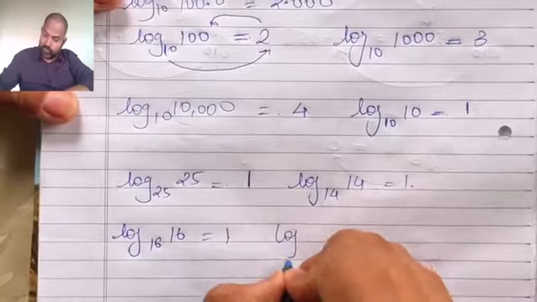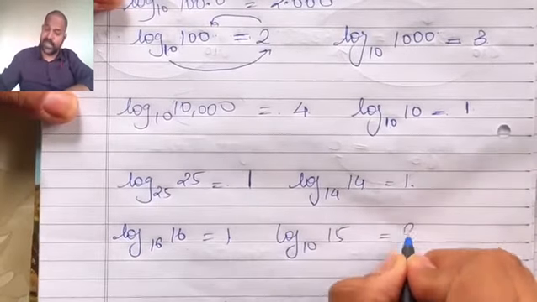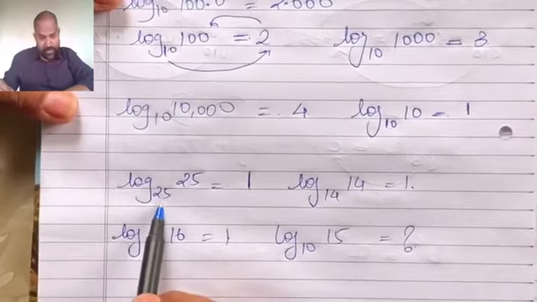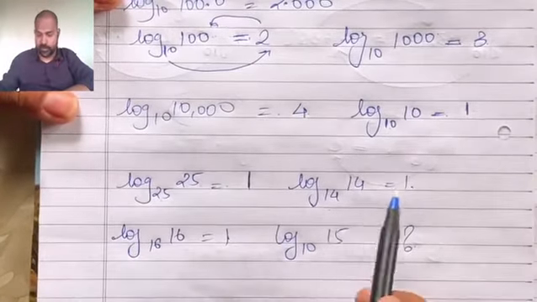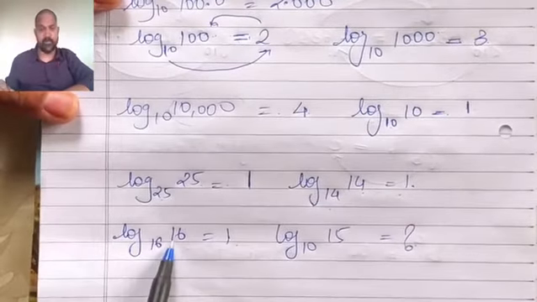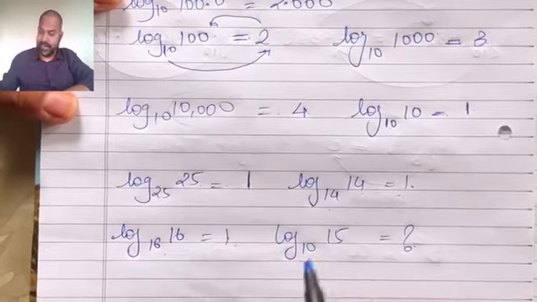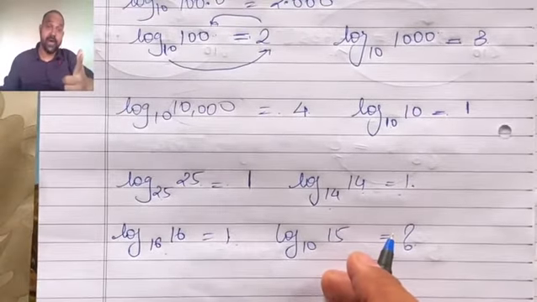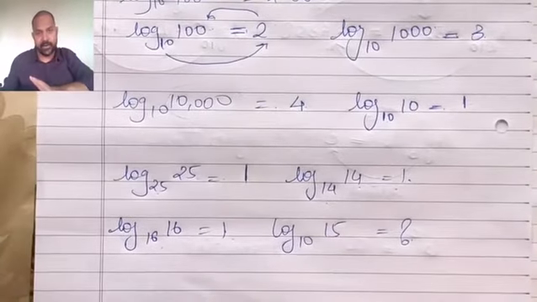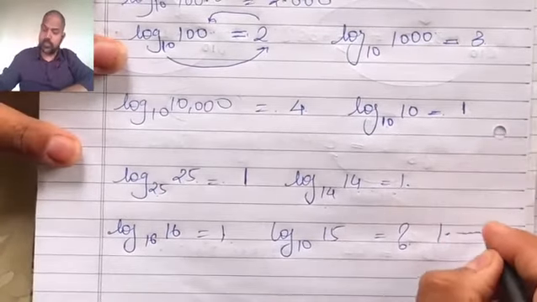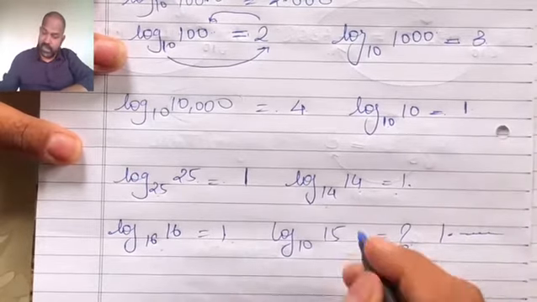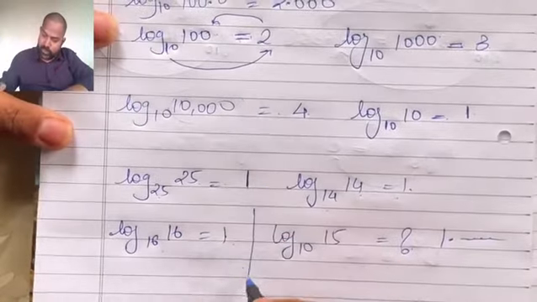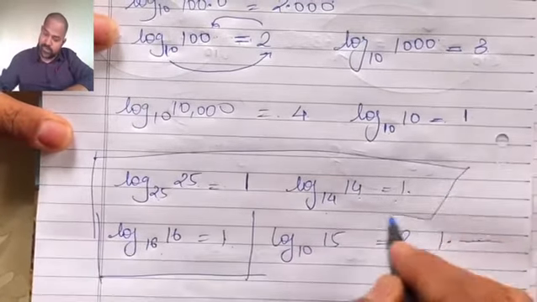What is the log of 15 to the base 10? This I can't tell you, because 15 is not a direct power of 10. 25 is the first power of 25, 14 is the first power of 14, 16 is the first power of 16, and so on. The first power of 10 is 10. The second power of 10 is 100. 15 is between 10 and 100. So the answer will be 1 point something. My problem is I can't tell you the exact value. I will need a log table. But for this, do I need a log table? No, because it's common sense.